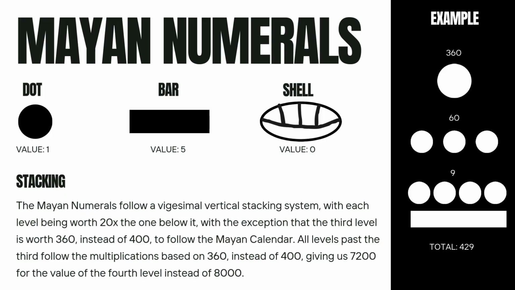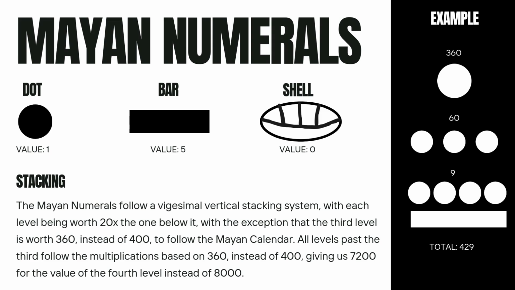So the way the stacking system works is each level is going to be 20 times the one below it. So for instance, that dot that's worth 1 on the bottom level, on your second is going to be worth 20, and then on the third, there's an exception. It's going to be worth 360. The reason why is because the Mayan calendar, our calendar now has 365 days. It's easier if you make it 360 than 400 so you don't have to backtrack.